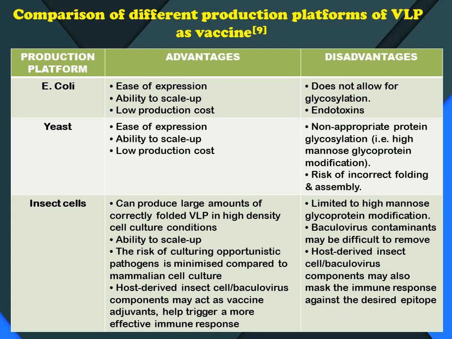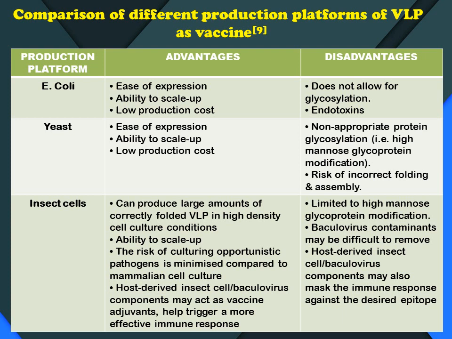Comparison of different production platforms of VLP as vaccine. VLP-based vaccines have a broad host spectrum, which means different types of systems can be used, such as bacterial systems, yeast, insect cells, mammalian cells, and plant cells. Almost 30% of VLPs are produced in bacterial systems, mainly E. coli, where the genes of viral structural proteins are codon optimized for bacteria and cloned into commercial plasmids under strong promoters. This process ensures high production of the desired recombinant proteins.